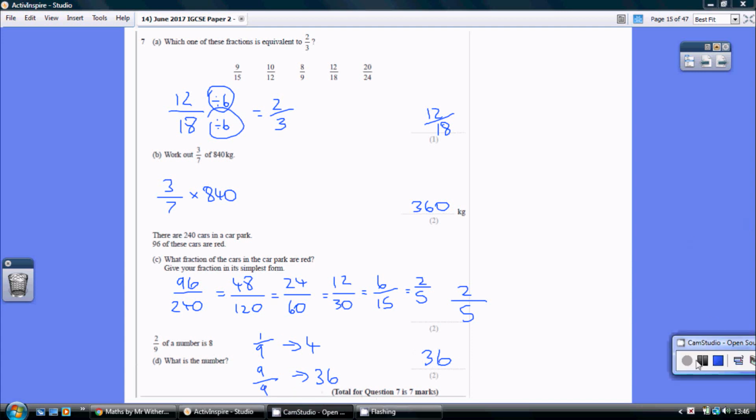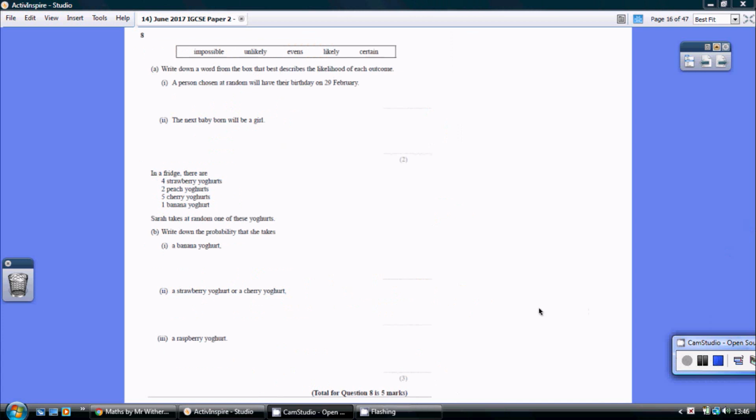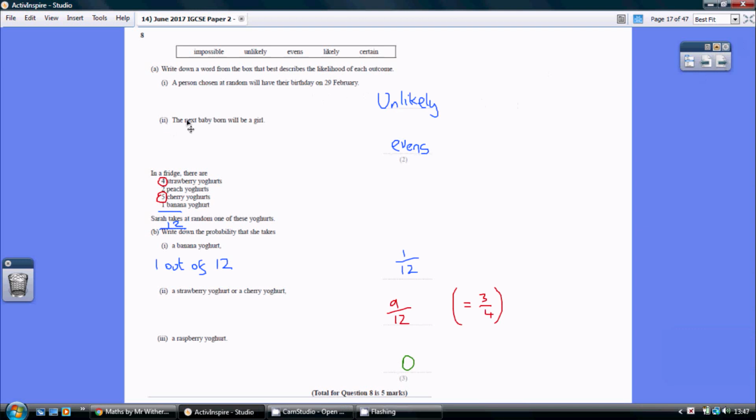Question 8. Write down a word from the box that best describes the likelihood of each outcome. So part I, a person chosen at random will have their birthday on 29th of February. Well, that's the leap year day, so that only happens once every 4 years. So it can happen, but it's very unlikely. Now, the chances that the next baby born will be a girl, well, that's 50-50. The next baby born could either be a boy or a girl, and it's an equal likelihood.